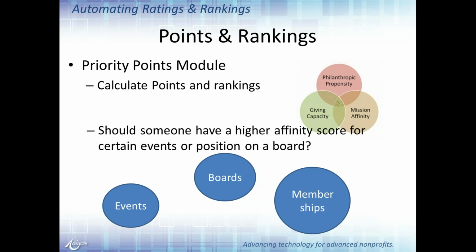We might want somebody to have a higher affinity score for attending a certain event or having a specific position on a board. If you are the president of a board, maybe you should get more points. Maybe that is an indicator of higher affinity than if you are holding another position within that board. So we really want you to determine what those trigger points are that can drive us to a stronger affinity with the institution.